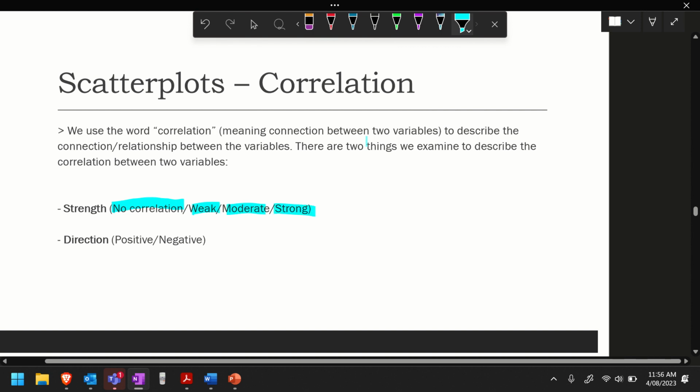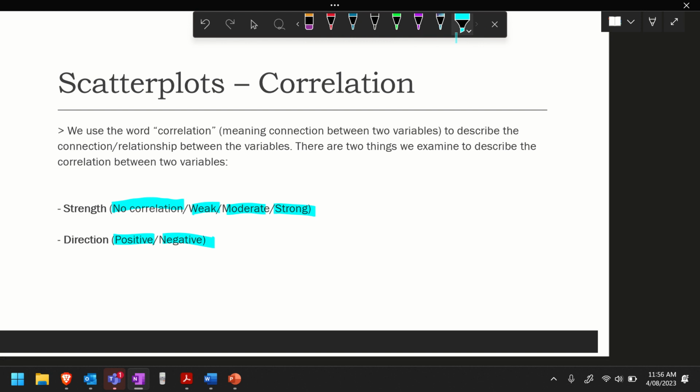That's for strength. What do you guys think that might suggest? I ask you, what does no correlation, a weak correlation, or a strong or moderate correlation mean? Yes, Jai. Yeah, so if it's strong, that means they're very connected. Yeah, very good. And you guys already kind of know this. What do you think the direction might mean? Positive or negative? Upward or downward? Exactly. So if it's positive, that means it's upward. If it's negative, that means it's downward.